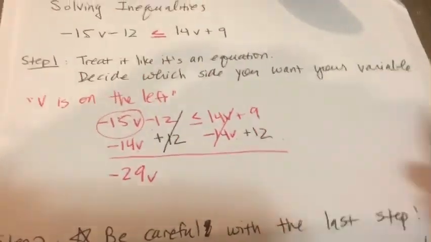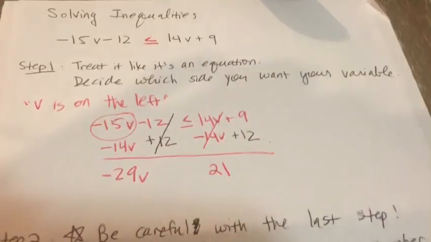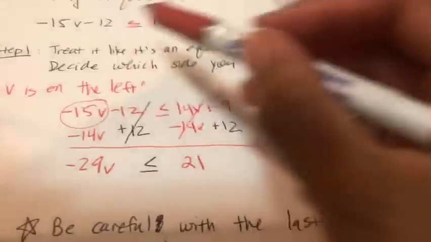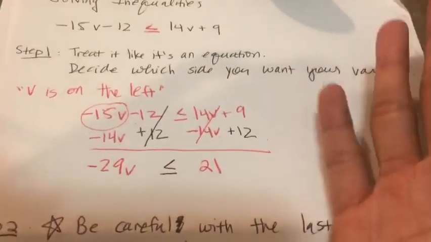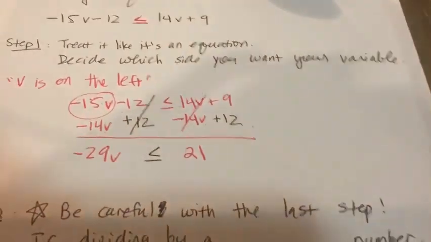So as a result, 9 plus 12, when you add that up, gives you 21. So negative 29v right now is less than or equal to 21. All right, so that's exactly what you would do if this was an equation. Decide which side you want your variable, bring all the v's to one side, everything that doesn't have it, bring it to the other side.